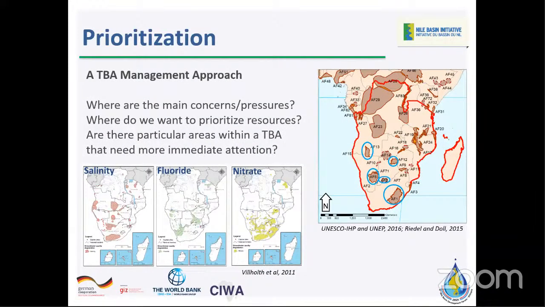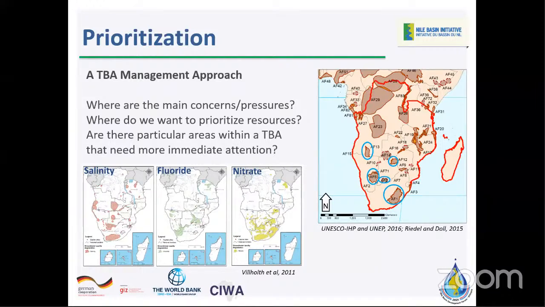I'm now just going to move over to the concept of prioritization, which is a management approach that can be valuable in identifying both key areas for transboundary aquifer management and priority actions for management. When we think about prioritization within an aquifer, we need to consider what are the main concerns and pressures within the aquifer, where do we want to direct our resources, and are there certain areas within the transboundary aquifer that may require more immediate attention than others?